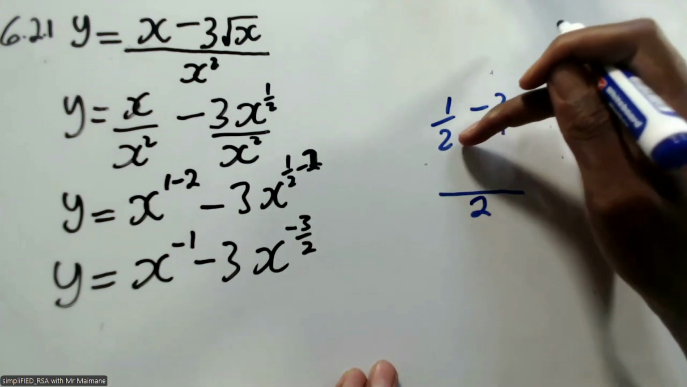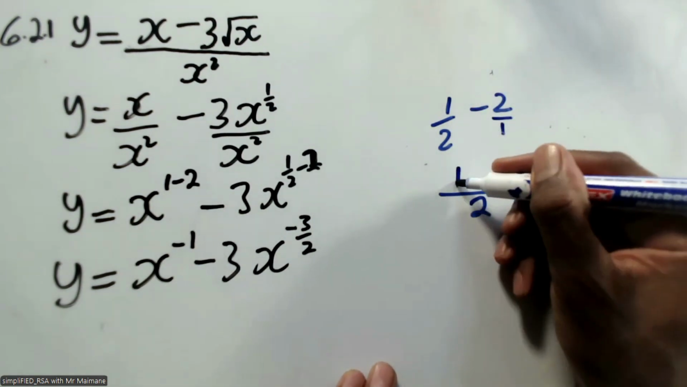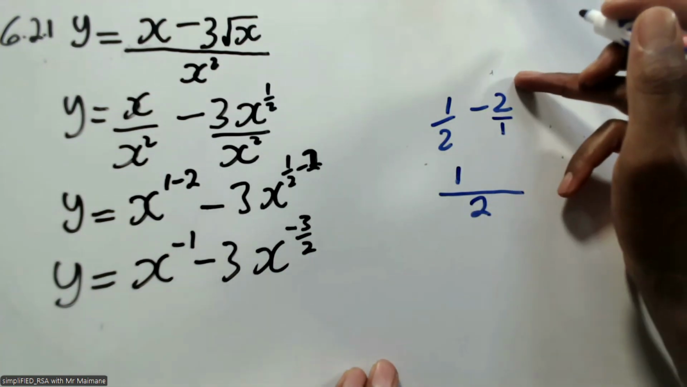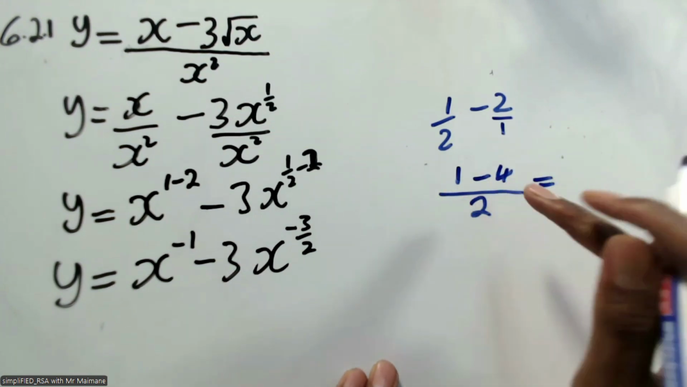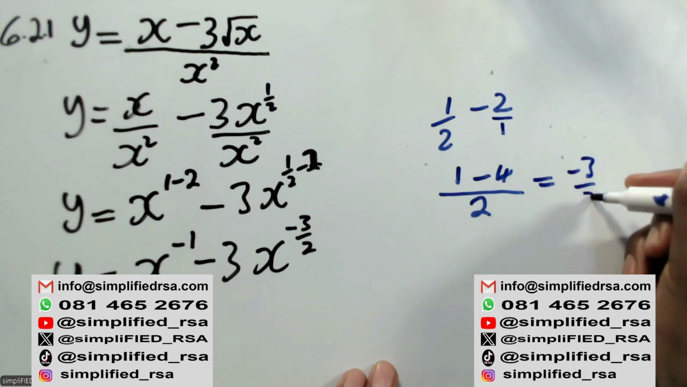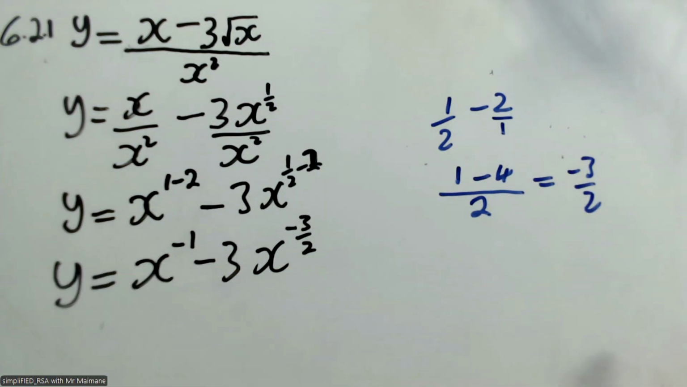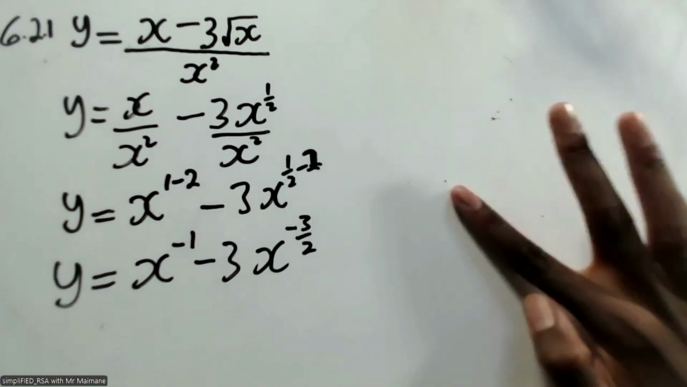2 goes how many times to 2? It goes once. 1 times 1, it's going to be 1. 1 goes how many times to 2? It goes twice. 2 times minus 2, it's going to be minus 4. Therefore, 1 minus 4 is going to be minus 3 over 2. Hence, it's minus 3 over 2. Something which I don't have to explain, but I don't want to assume that students understand. Hence, I have to explain everything.